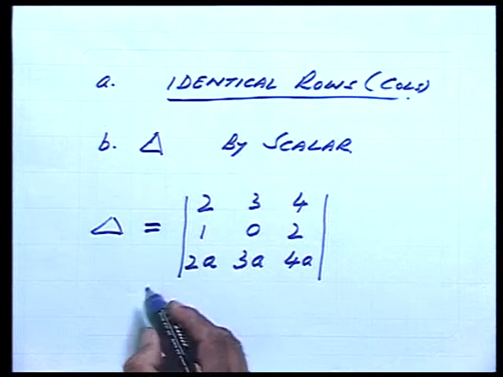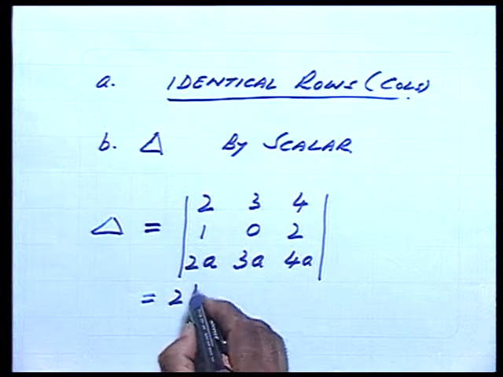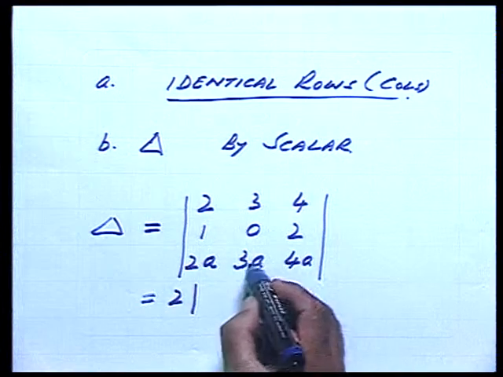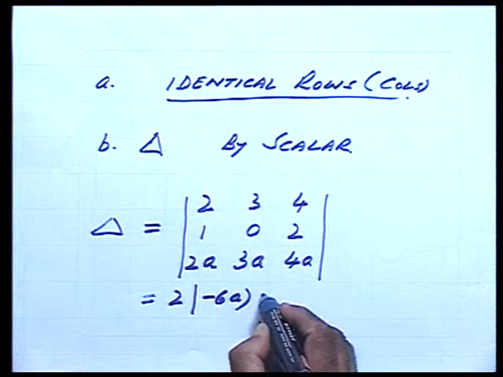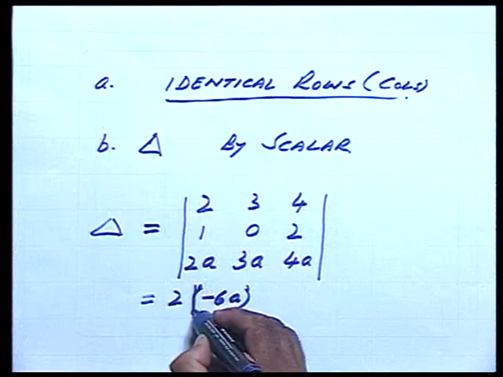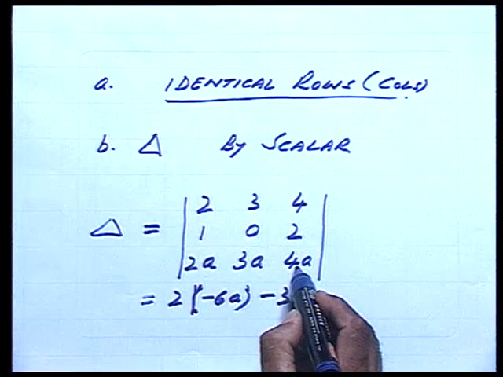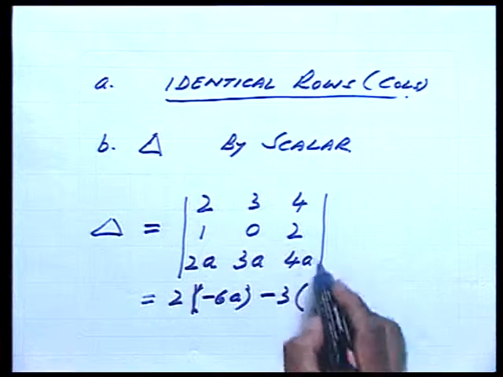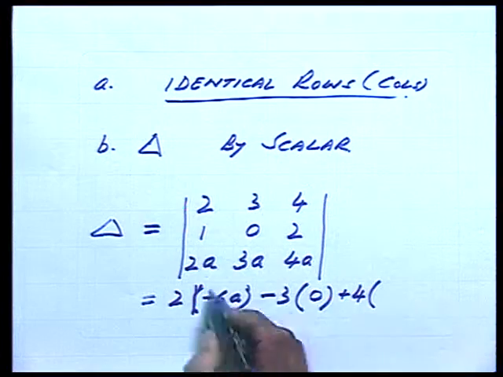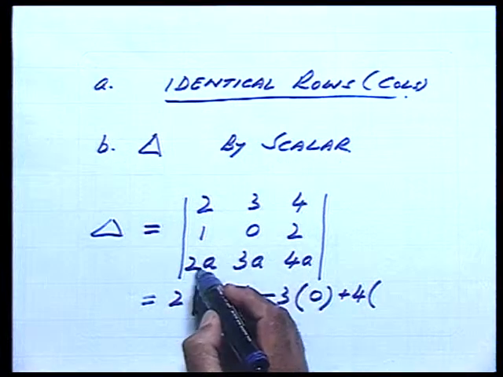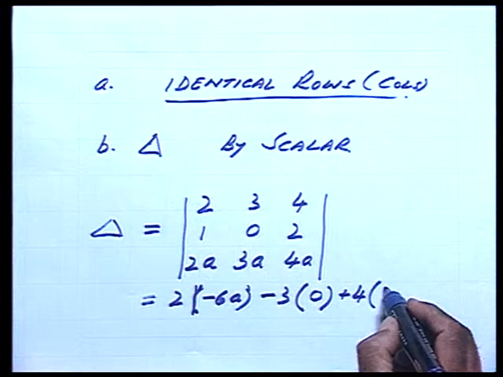So, in case you expand this determinant, what are you going to land up with? This is 2, 0 times 4a minus 2 times 3a, which is minus 6a. This is what the first factor comes out. 3 times 1 times 4a, 4a minus 4a, which is 0, and then plus 4 into what? 1 times 3a, and 2 times 2a times 0 is 0, which comes out to be 3a.